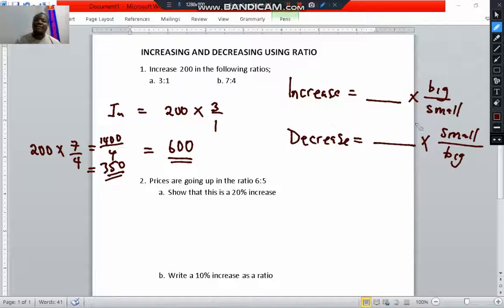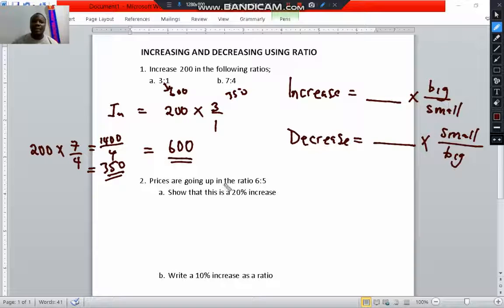So this is my little trick that I use. If we were asked to decrease, just remember that it's small over big. When I say big, I mean the big ratio, and to decrease, you just do small ratio divided by big ratio, multiplied by whatever quantity that you've got. So the answer to the first one here is 600. The answer to the second one is 350. So let's look at the second part here.